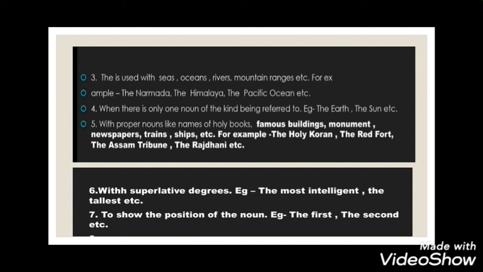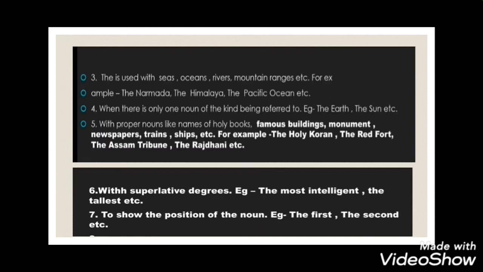Next, the is used with superlative degrees. For example, the most intelligent, the tallest, etc. Means we have three degrees, positive, comparative, and superlative. And in case of superlative degrees, say for example, tallest, most intelligent, brightest, longest, in this case, we have to put the before them. Next, number 7, to show the position of the noun, say for example, the first, the second, etc.